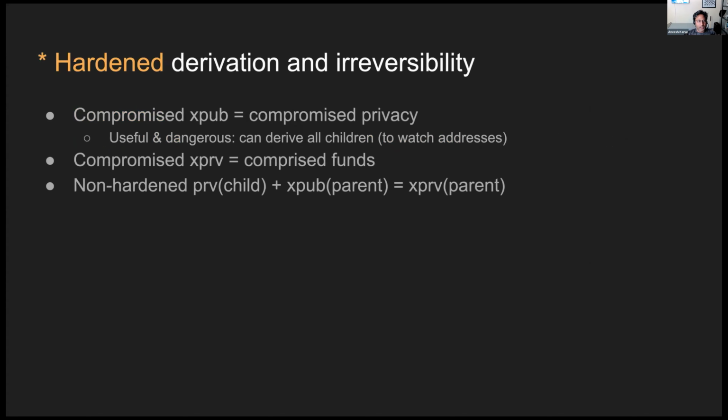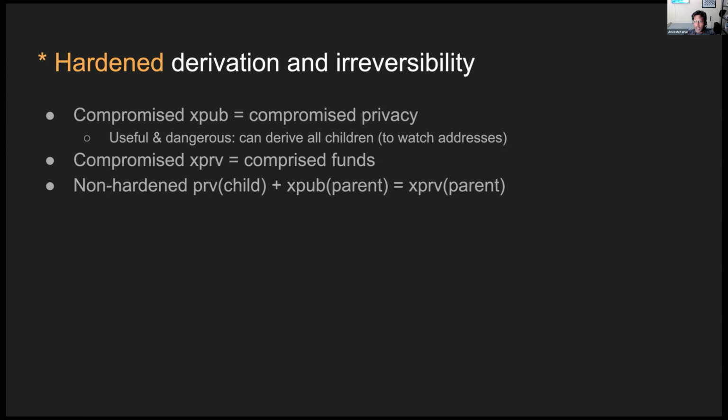Some of these asterisk slides I won't really go into. I do think it's important to understand the yin and the yang of hardening. Unhardened keys are useful in that you can look forward. So when you have a watch-only wallet, you use an extended public key, and that allows you to see what all the child addresses are.